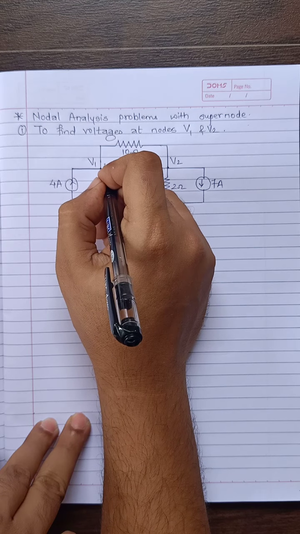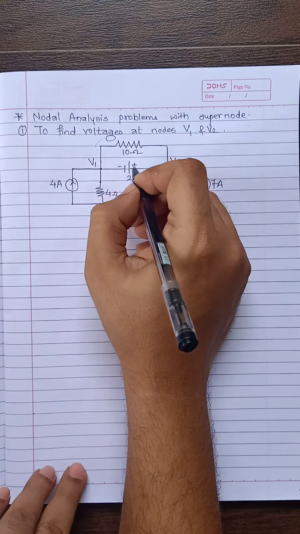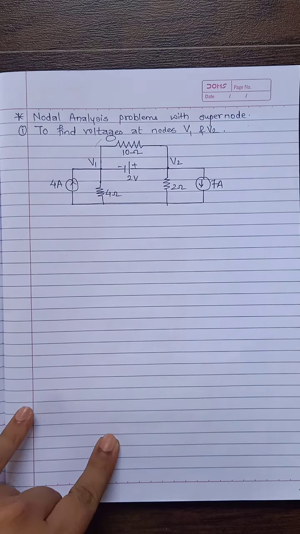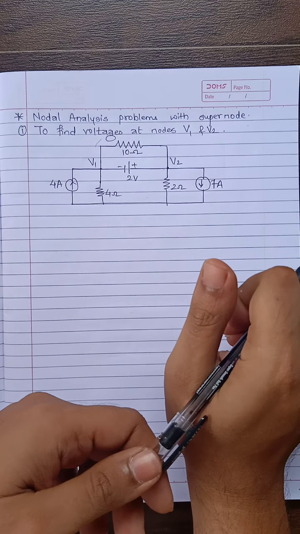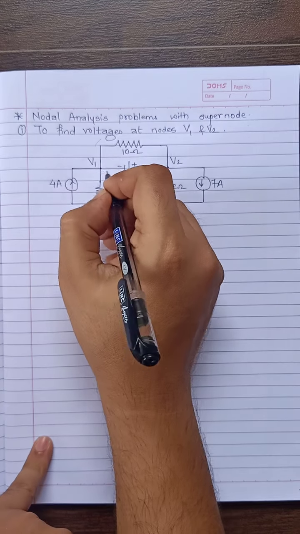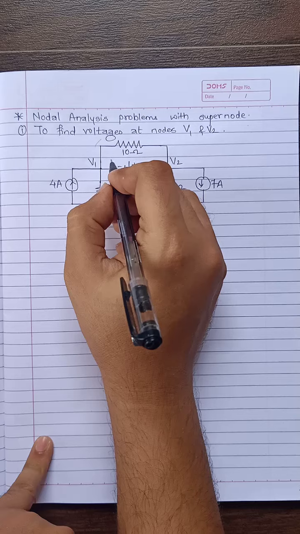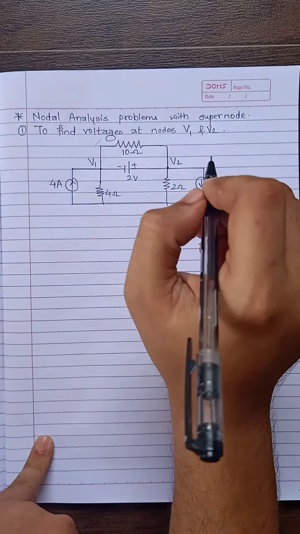You can say this entire is your supernode of resistance in parallel with the voltage source, that again comes under the supernode only. So what you can say, the supernode contains the two voltage source, node 1 and 2, and the 10 ohm resistor. This is node 1, node 2. So supernode contains node 1, node 2, 2 volt and 10 ohm resistor.